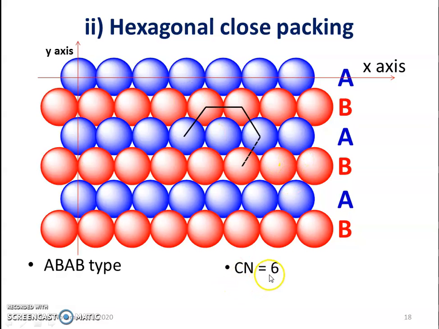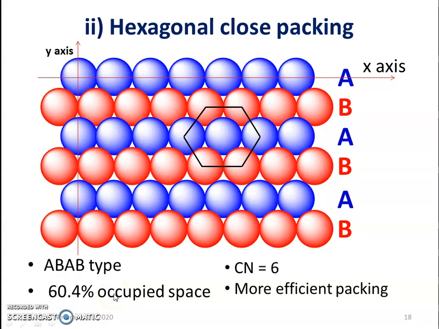Now here the coordination number is 6. Why 6? Because if you consider any sphere or atom, adjacent to this there are 6 other spheres. Now consider this sphere in contact with this central sphere. There are 6 spheres. So 1, 2, 3, 4, 5, and 6. Therefore coordination number is 6. And these 6 spheres are arranged with the geometry of a hexagon. And therefore this is hexagonal close packing.